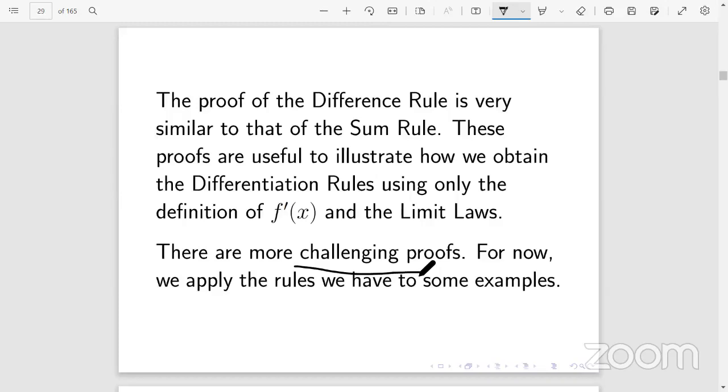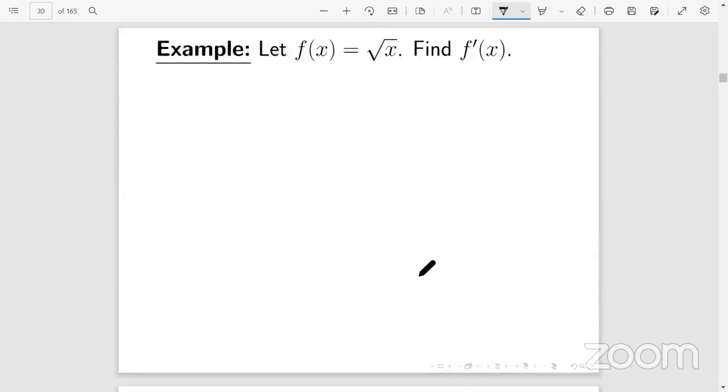So some of those proofs are a bit challenging, but yeah, we'll get there. Let's take an example. We want to differentiate, find f prime from this using the power rule. Remember that square root of x is x to the power half. So the exponent, the real number here, is 1 over 2. So you have x to the power 1 over 2.